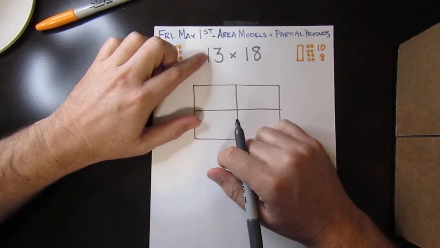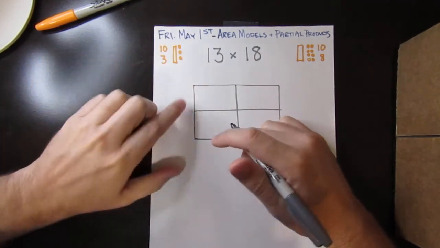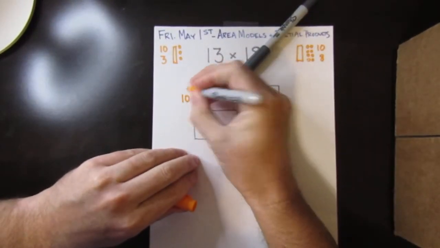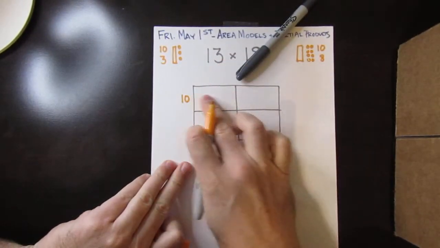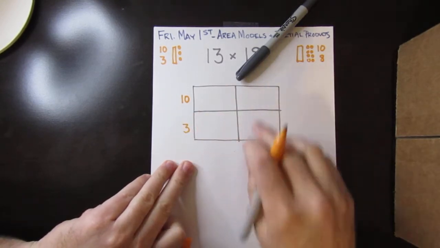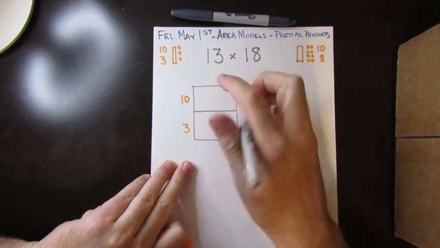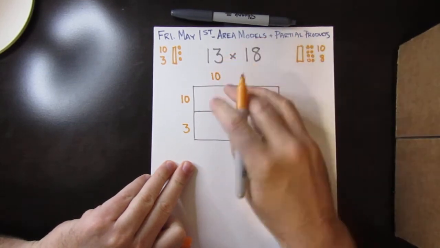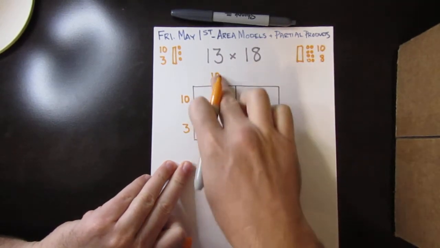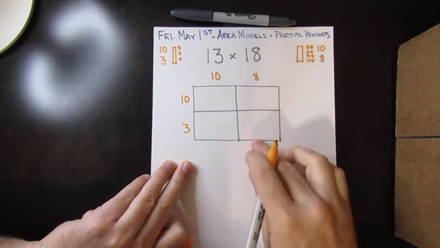So I'm going to take this 13 and I'm going to split it into its tens place and its ones place, just like I showed you here. And I'm going to write those numbers off to the side. So my 10 is going to go here, kind of like in this row. And my 3 is going to go down here in this row. Now I'm going to do the same thing for the 18. I'm going to put the 18 across the top. So remember, an 18 is made up of a 10 and an 8. So the 10 exists in this column. And the 8 will exist right here.